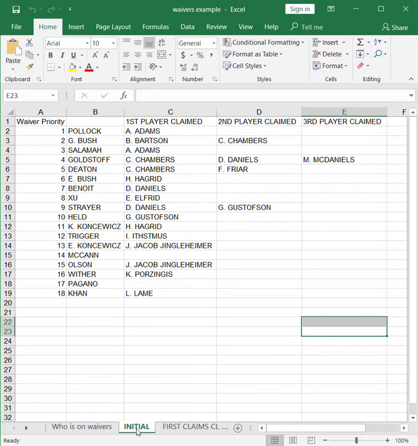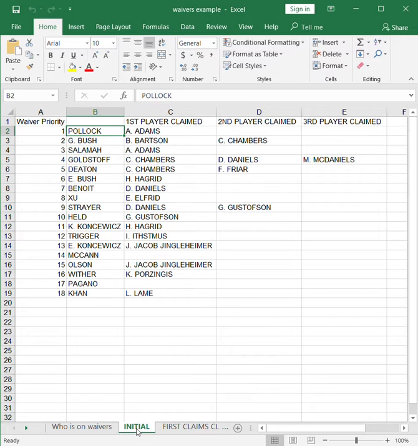Column A is the waiver priority number. Column B is the owner. For this example, I just used the reverse order of our draft order because I thought it would be kind of fun. So over here in column B, that's our owners. B-Paul's had the worst week. We're going to say this is after week 1. So B-Paul's was last in the standings.